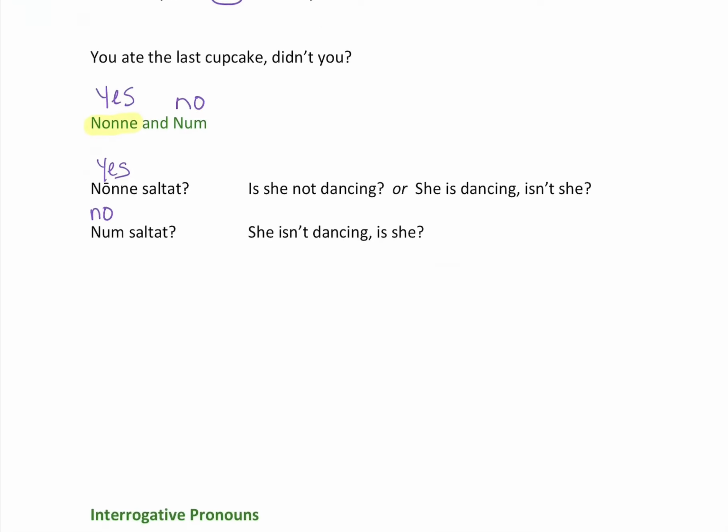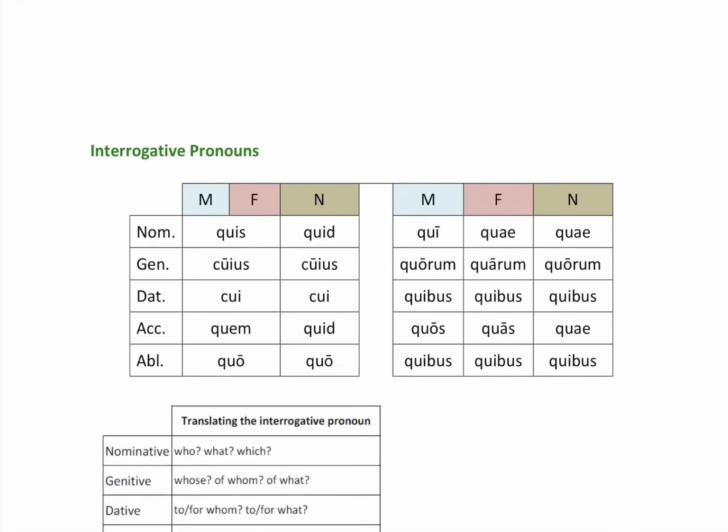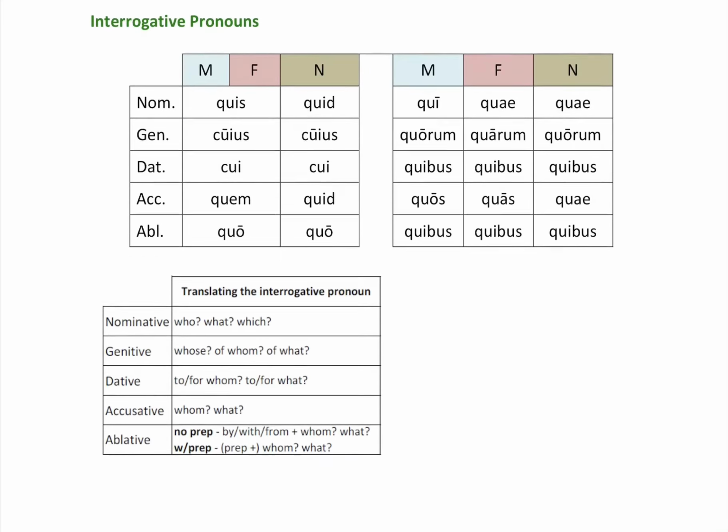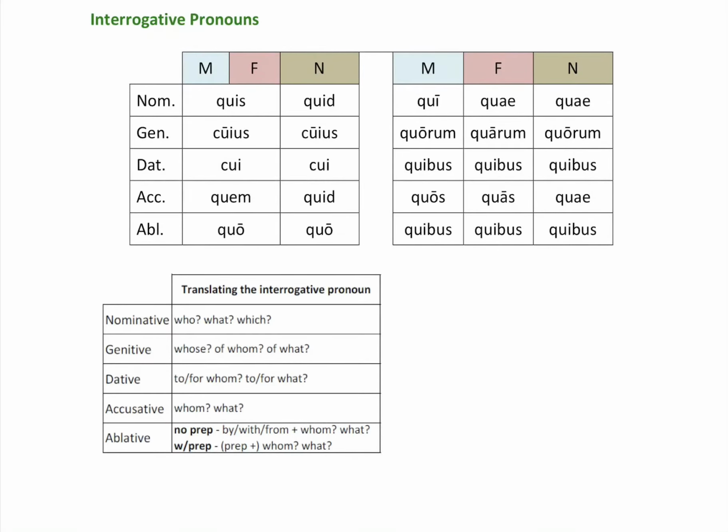All right. So the next thing I want to talk about is interrogative pronouns, because sometimes instead of a nonne or a num in front of the sentence, there's going to be an interrogative pronoun. We have these exact same ones in English. You're going to pause at some point and fill out, I think it's on page 51, your chart. This is clearly the singular. This is the plural. Notice that in the singular, masculine and feminine share a form, and in the plural, they are different.